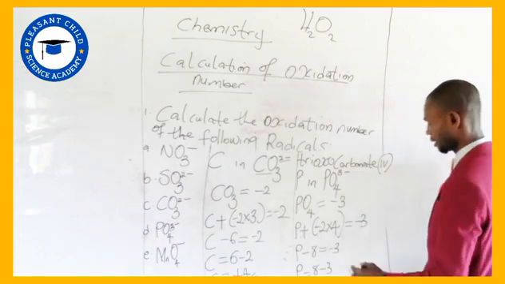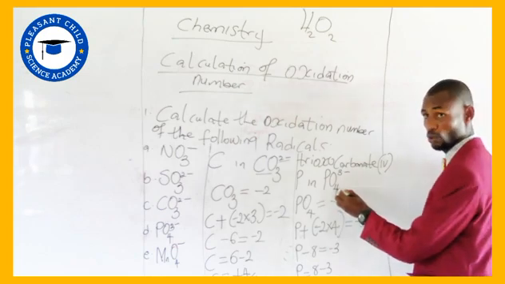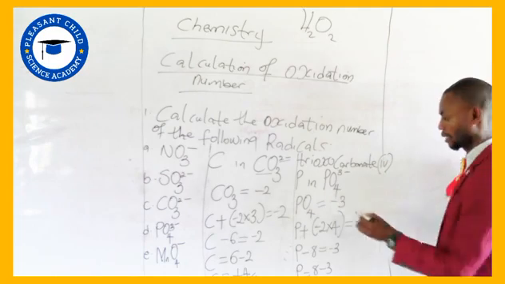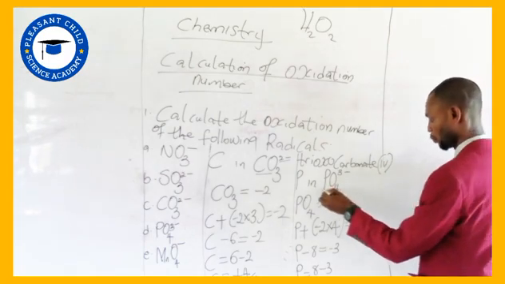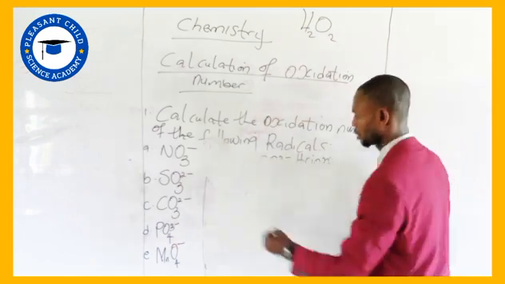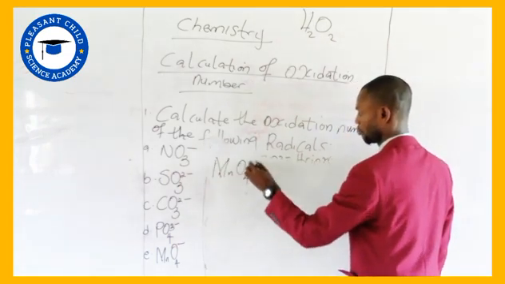Plus 5. And that is why the name of this one will now be tetra, because it is 4. Tetraoxophosphate(V). The same procedure, MnO4−.